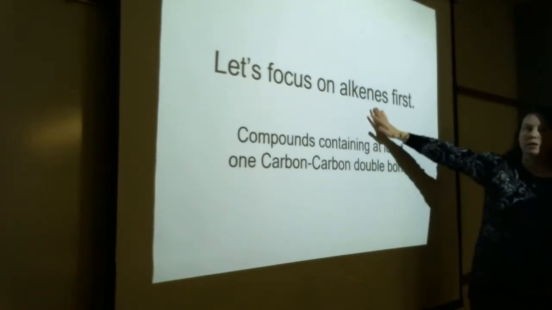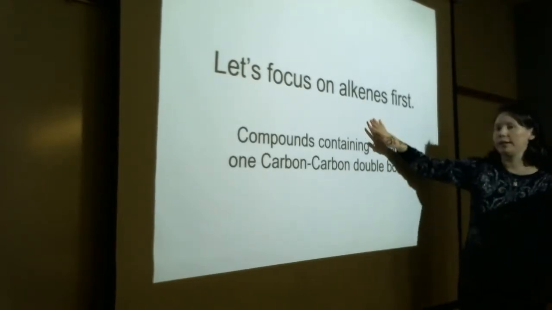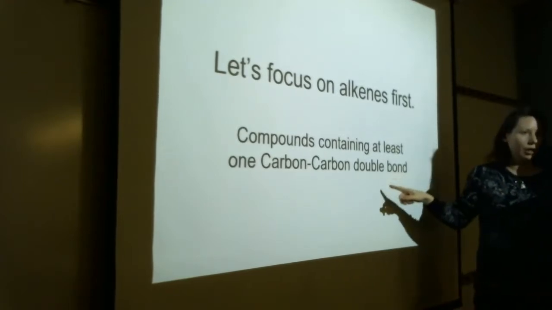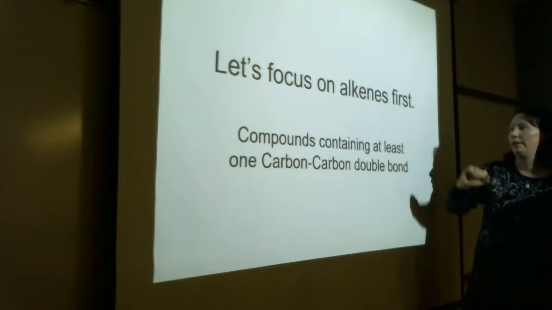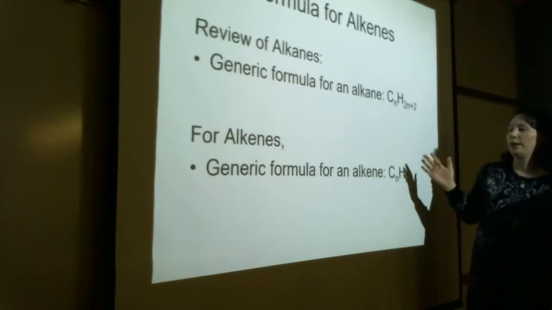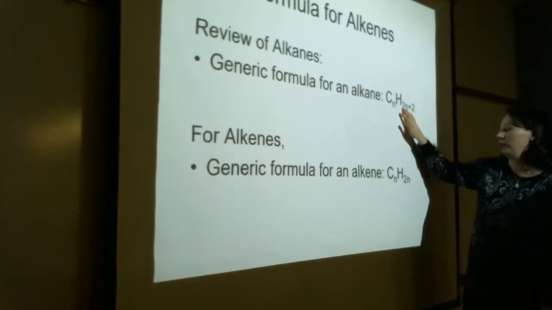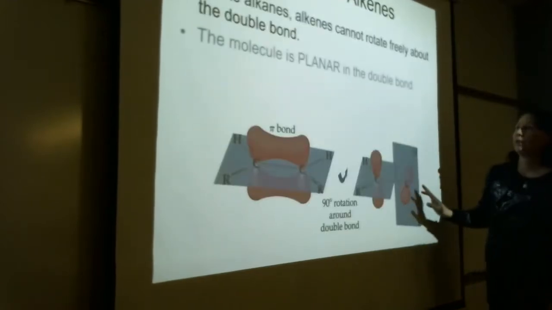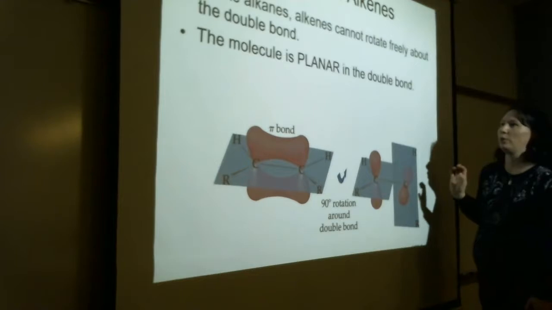All right, so we're going to do alkenes first. And once we understand alkenes, then we'll come back and do alkynes. So there's got to be at least one carbon-carbon double bond to call it an alkene. So this is what I just said. 2n plus 2 is alkane. 2n is alkene. Okay, and this is again showing you what it looks like.